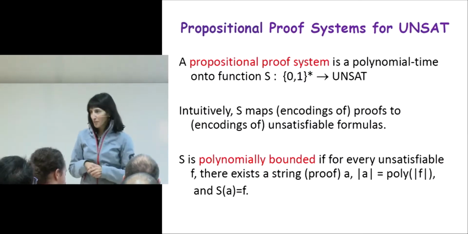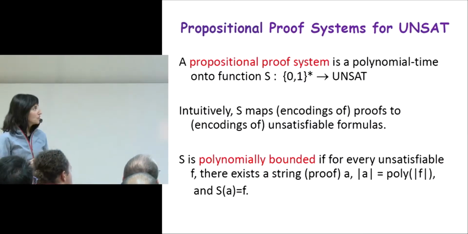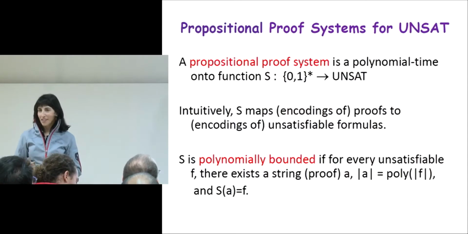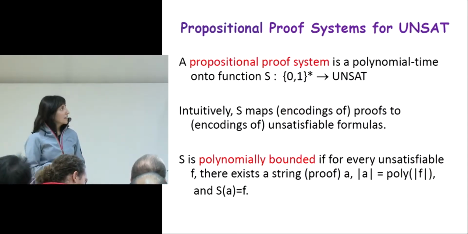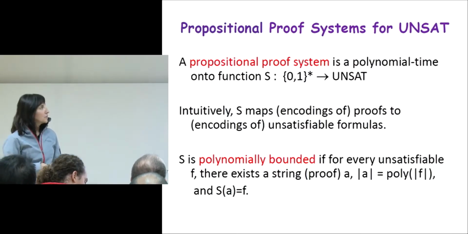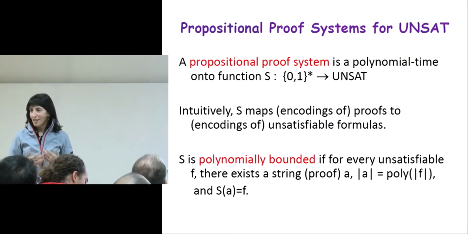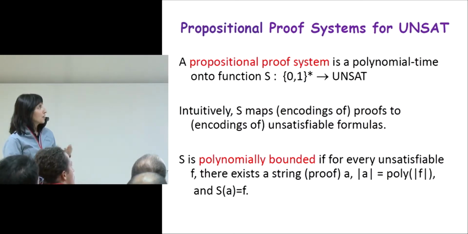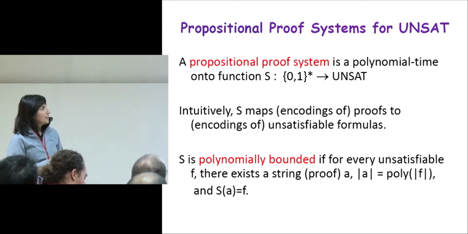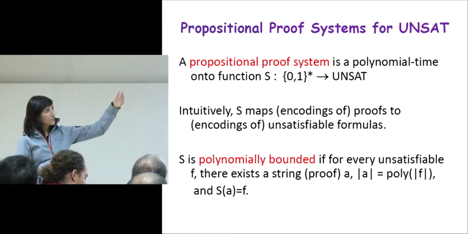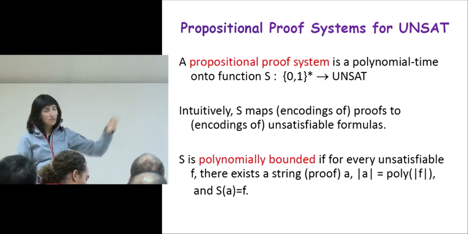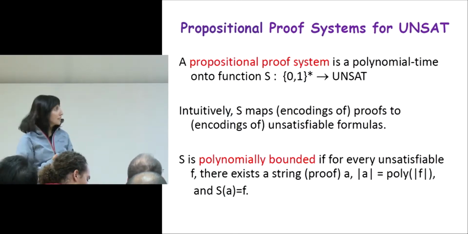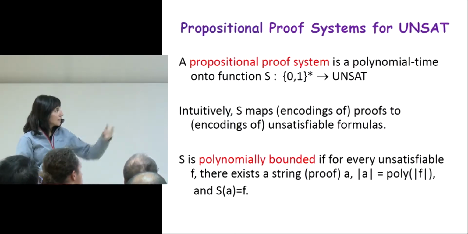Okay, so I'm going to start with propositional proof systems. This is an old subject starting in the early 70s. A paper by Cook and Reckhow started it all. And they basically defined a proof system to just be more or less a canonical co-NP complete problem. So a proof system is just a function that takes strings, which you view as alleged proofs or encodings of proofs, to unsatisfiable formulas. Okay, and so that's what this is.